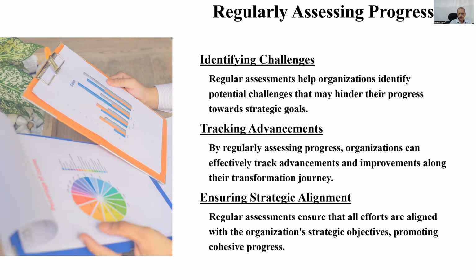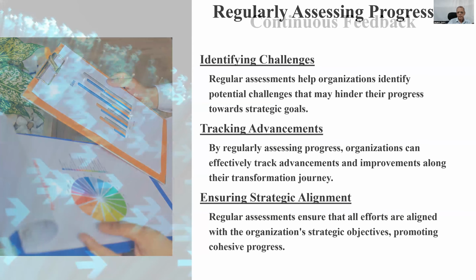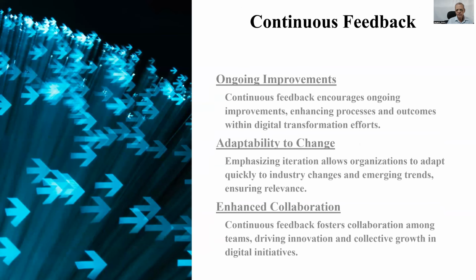Regulatory assessment progress also will be there. That will help identify the potential challenges that may hinder progress towards the strategic goals. You can track those advancements by continuous monitoring and evaluating, and tracking them will help if you want to make any improvements and changes in the transformation journey. And finally, strategic alignment will help to continuously monitor that. Continuous feedback will really help.